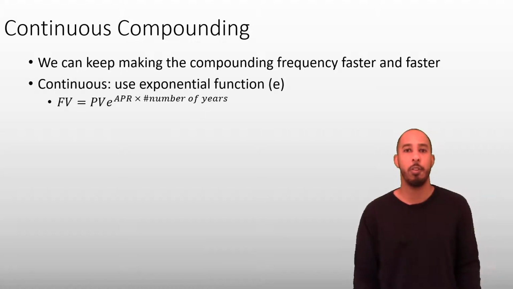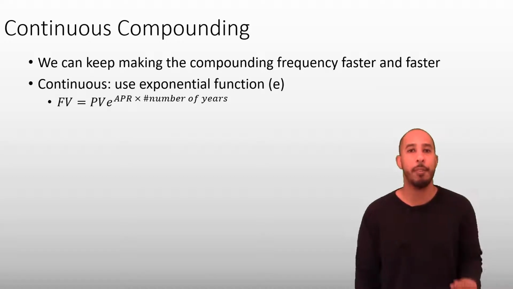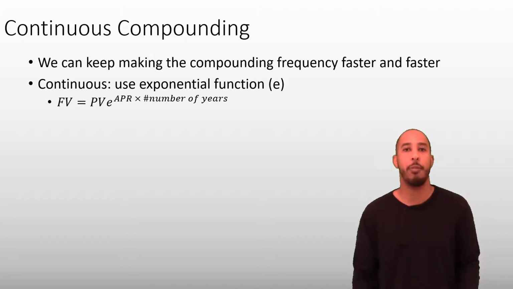And we can find out the future value of an account that pays interest continuously by using the exponential function e. We could say that the future value of an investment with continuous compounding can be found as the present value times e raised to the APR times the number of years invested.